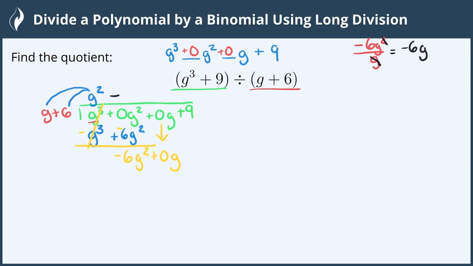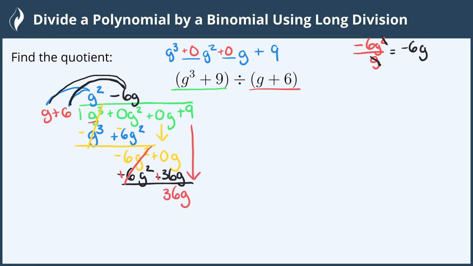So we have negative 6g, and then we multiply just like we did before to both terms, so that we do the distributive property. Negative 6g times g gives us negative 6g squared, and that's exactly what we wanted. It needs to match perfectly, so when we subtract, we get 0. Negative 6g times 6 now gives us negative 36g, and now we need to subtract, just like we've done with long division before, and to subtract, that means I need to change both signs. So I get negative 6g squared plus 6g squared cancels, which is exactly what we wanted. And 0 plus 36g gives us 36g.